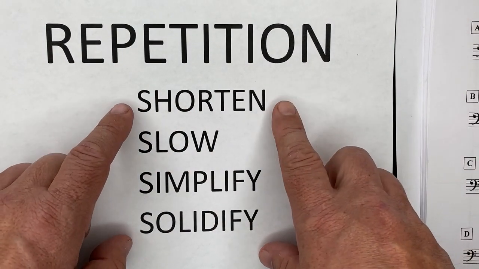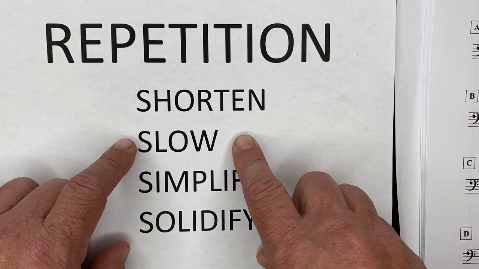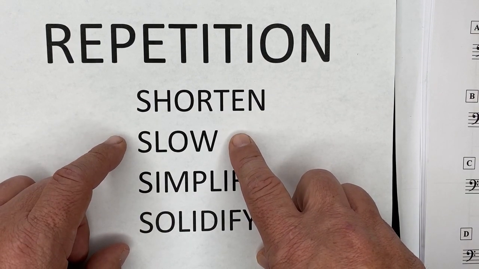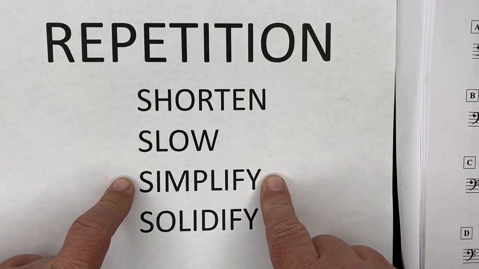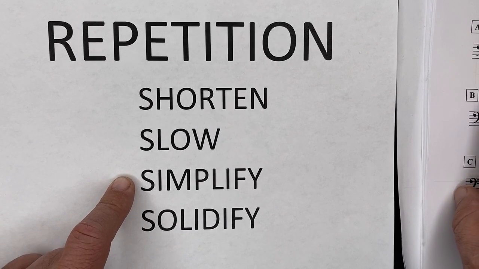At the beginning, we want to shorten what we're practicing into small enough, memorable little bits, right? We want to slow it down, right? So we can focus on a specific skill or something that we're looking at. We want to simplify, and I'll show you in the terms of what this worksheet is, how that would work.